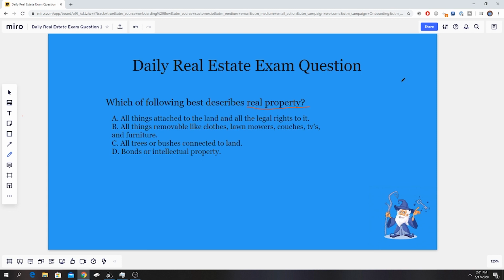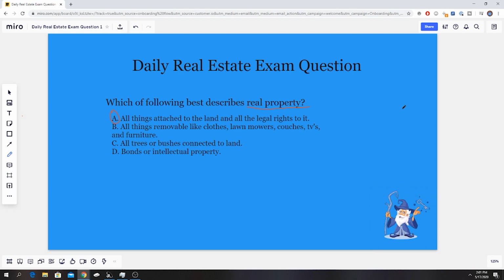The answer is A. It's all things attached to the land and all the legal rights to it. In terms of real property, it's usually things that are immovable, such as the home itself or maybe the buildings within the property line.